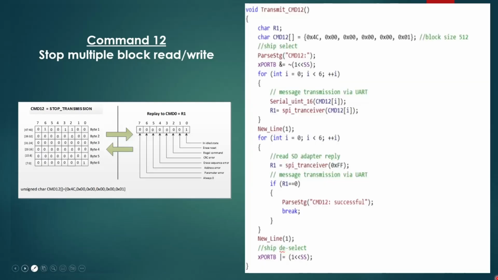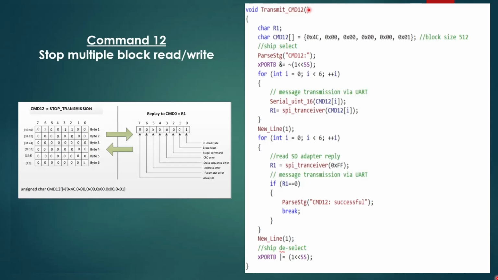So let's start by looking at number 12. To send the command, the command number is going to be hex 4C. Then we send all zeros for the arguments, and then we send a 01 as a dummy checksum. So let's look at the routine.